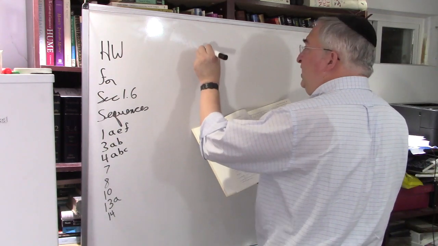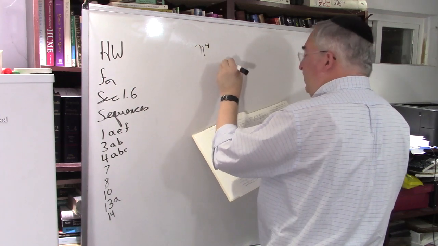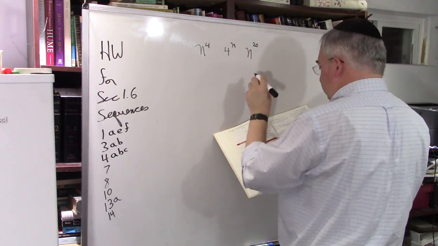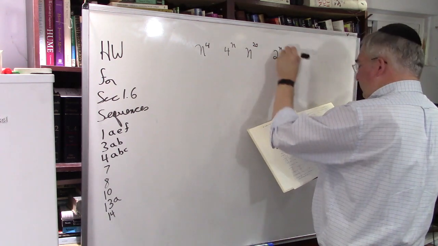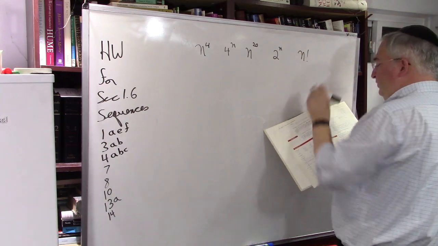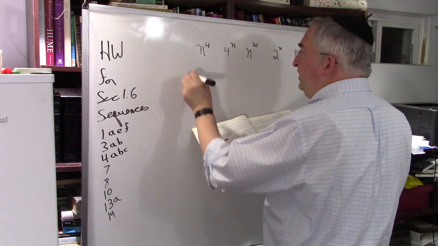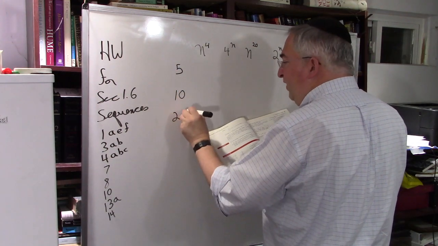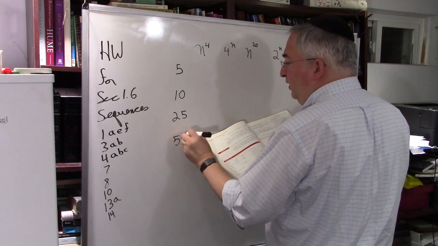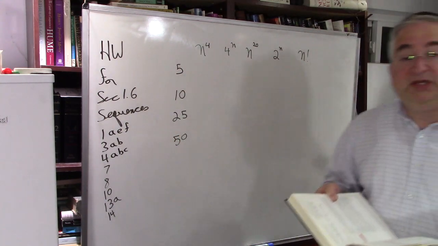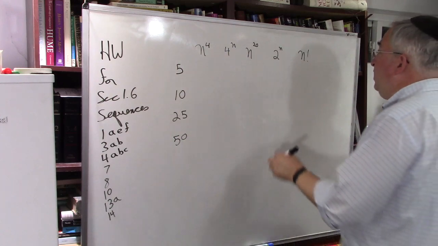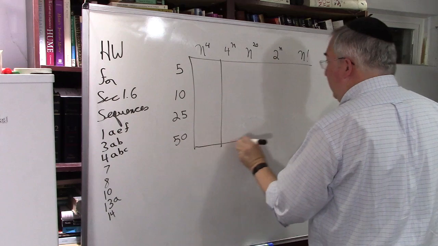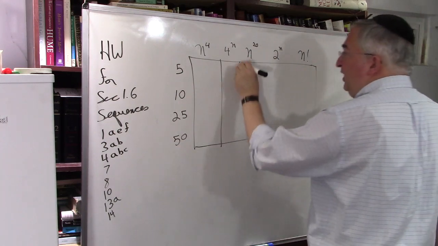For 13, it's n to the 4, 4 to the n, n to the 20, 20 to the n, n factorial. This is number 13. And the inputs are 5, 10, 25, 50. You are going to see such problems in analysis of algorithms. Anyways, you have to plug in these numbers because you want to see how these numbers behave, how big these numbers get.